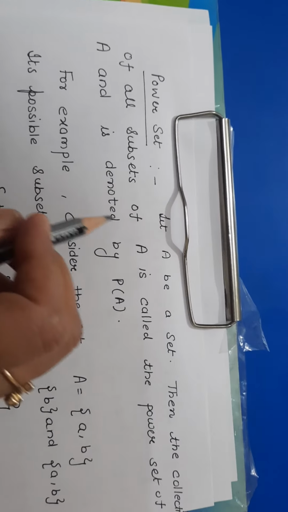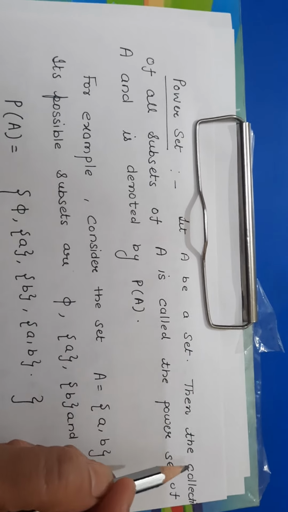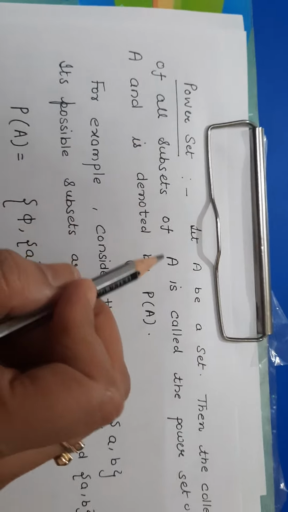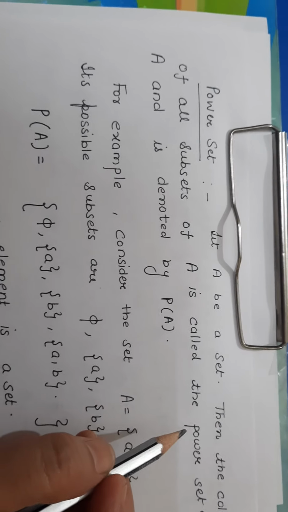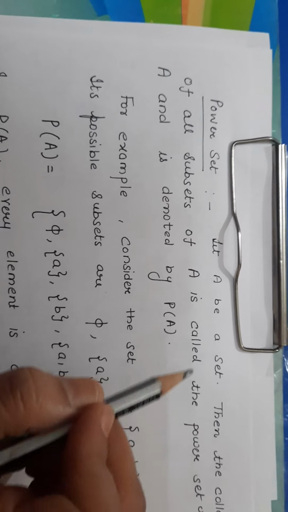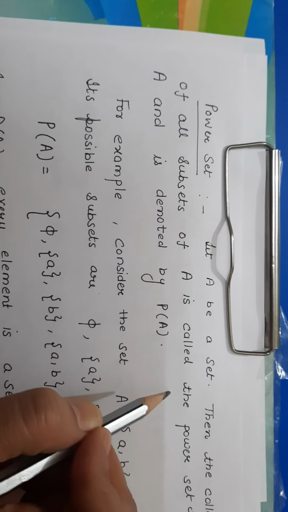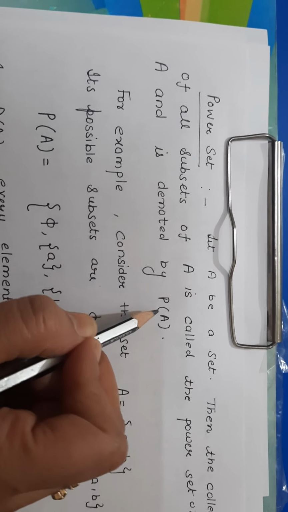Next is the power set. Let A be a set, then the collection of all the subsets of set A is called the power set of A. I am again repeating: if A is any set, then the collection of all the subsets of set A is called its power set, and it is denoted by P(A).